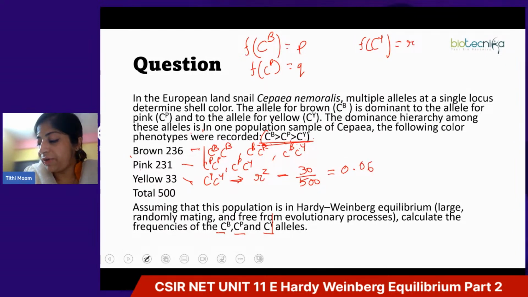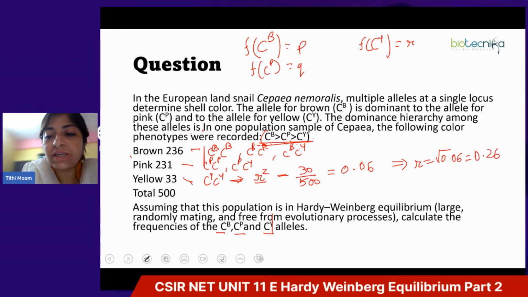Okay. Suresh, if you have got this, till here it is correct, but this is R square. This is not R, right? So what will be R? R will be the square root of 0.06, which will be equal to 0.26. So the value of R is 0.26. Do you understand, Suresh? Till here you did correct, but it is R square, not R, because this is the number of individuals showing the yellow phenotype.